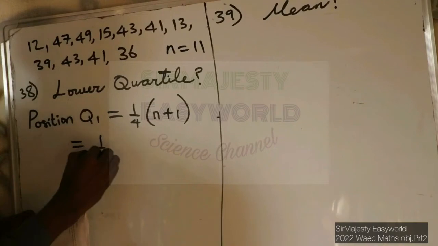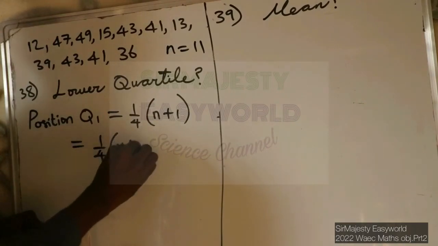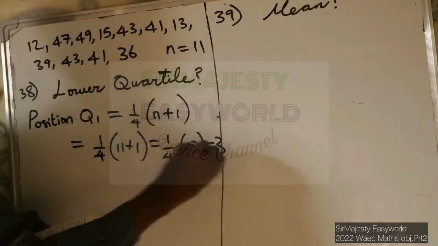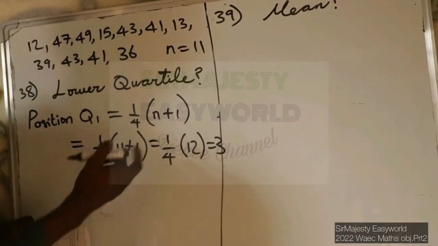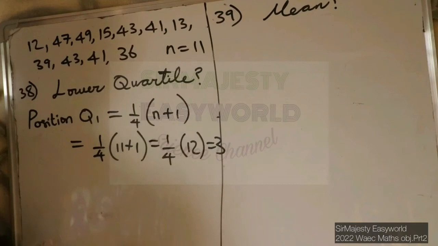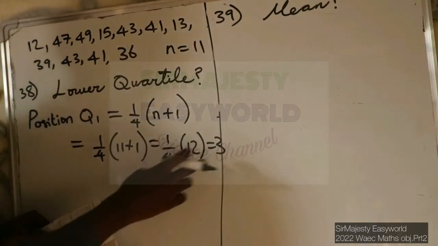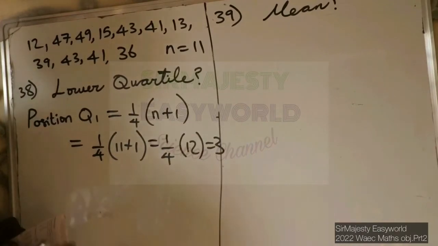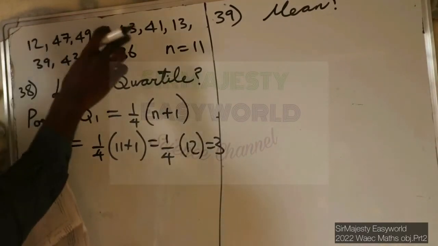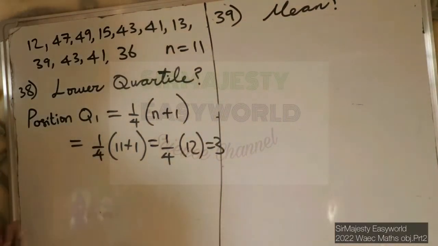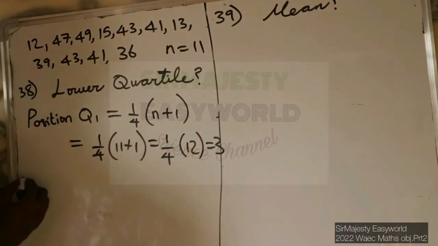So we have 1 over 4 bracket 11 plus 1, which is equal to 1 over 4 times 12, which is equal to 3, because 12 divided by 4 is 3. So our Q1 will be located at position 3. To find our final answer, we have to arrange this data in ascending order and then find which one is at number 3. So to arrange it in ascending order, we start with the smallest and then move up to the biggest.